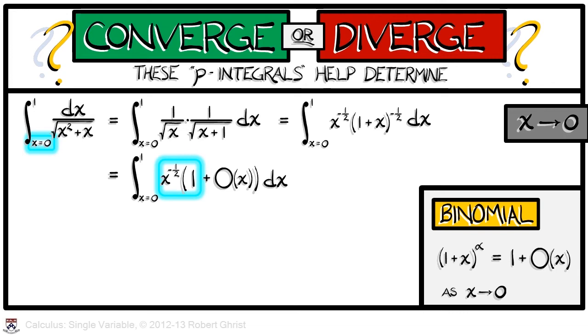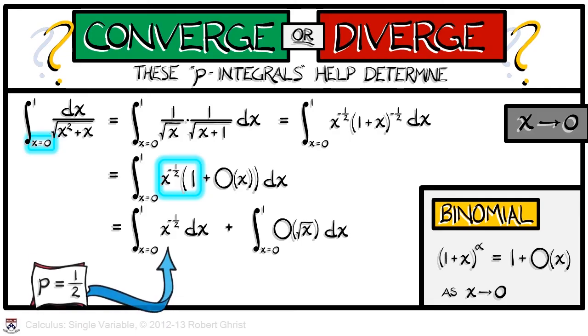So I'm going to split this up into two integrals. The first is a p integral with p equals 1/2. The second is an integral whose precise form I haven't written down, but it's something that is in big O of square root of x, and indeed is bounded, and I'm integrating it over the domain from 0 to 1. The integral on the right definitely converges. What about the integral on the left?